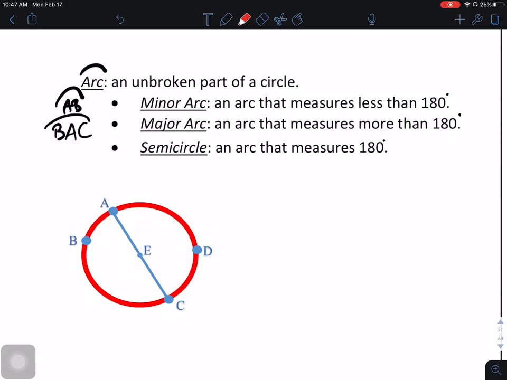Semicircle: an arc that measures exactly 180, that's half the circle. Arc ADC is a semicircle.